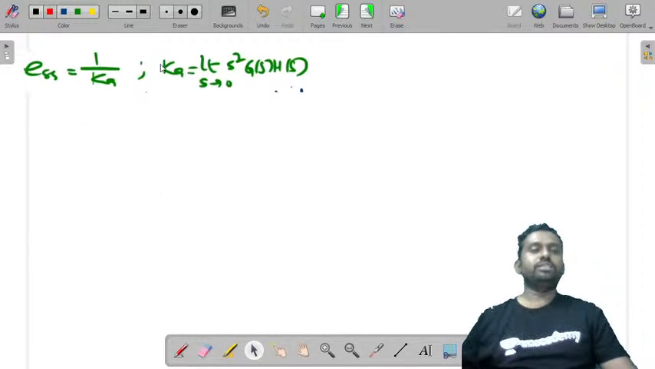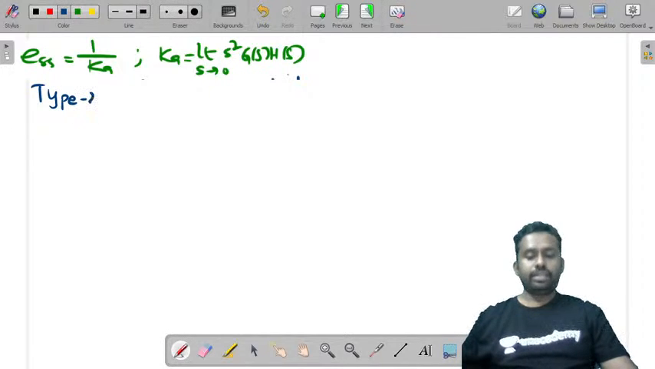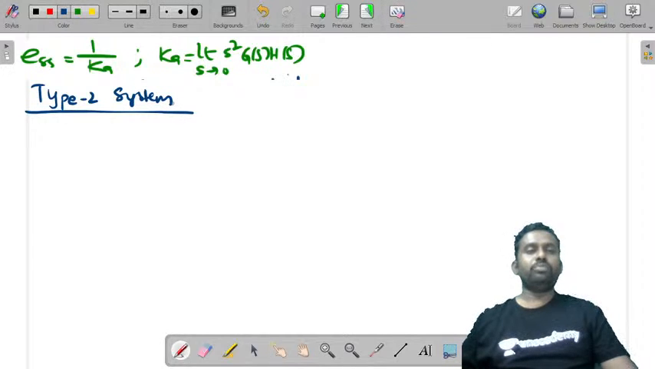Now for type 2 system, let us consider type 2 system. Type 0, type 1 we have done.